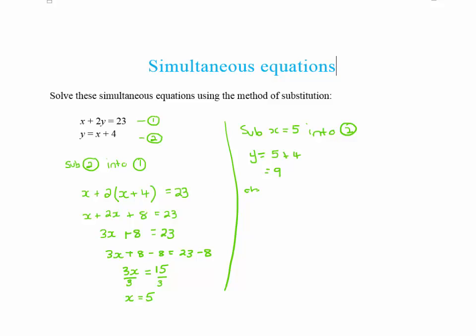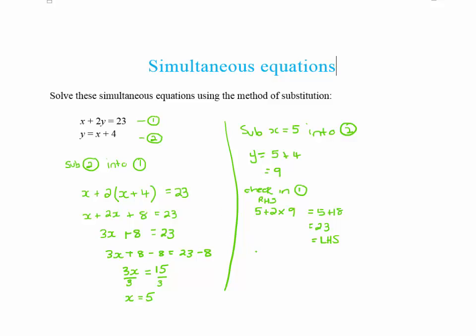Now you can check to see if everything's correct by substituting your values into both equations. So I'm going to first check in equation 1. x we worked out was a value of 5, plus 2 times y, which in this case we found out was the value of 9. Let's work that out. 5 plus 2 times 9 is 5 plus 18, which gives me the answer of 23, which gives me the left-hand side. Probably should have said that this was the right-hand side up here.